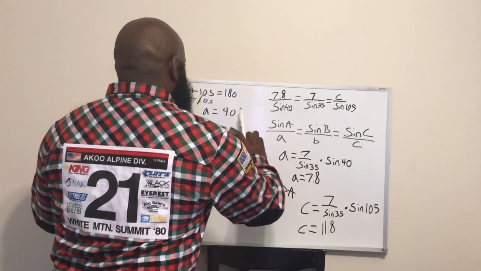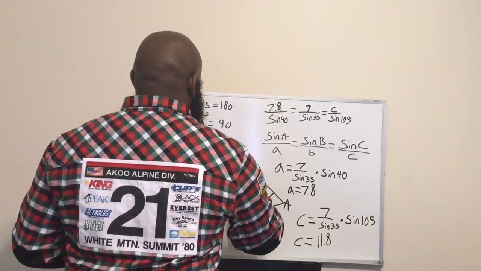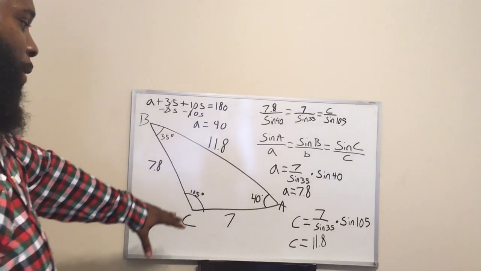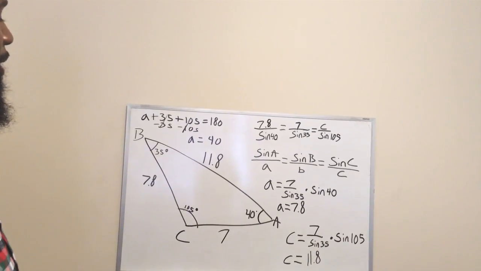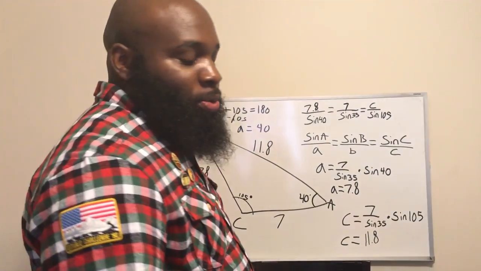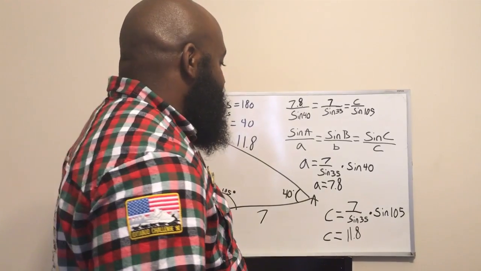So therefore, we know side C. We know all of the information on the triangle. We solved the entire triangle. All we started off with was two angles and one side. Now we have the whole triangle. So that's how you use the law of sines to complete a triangle.